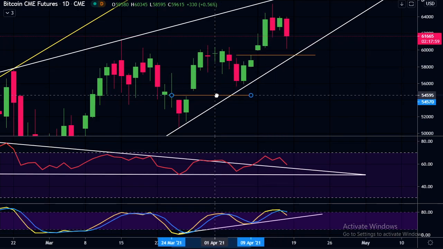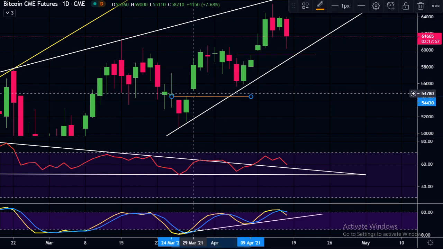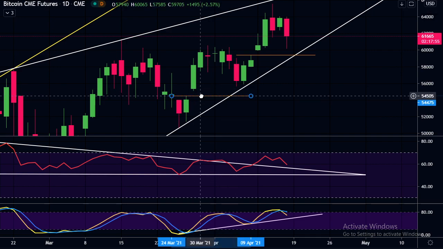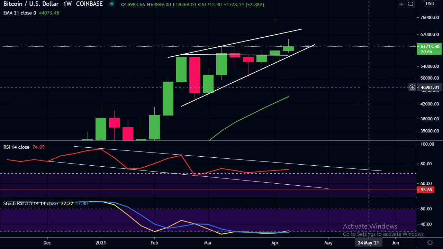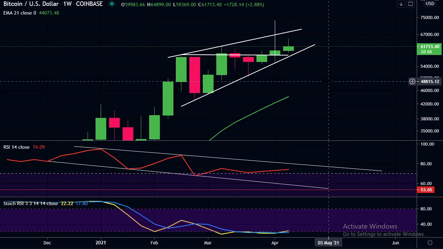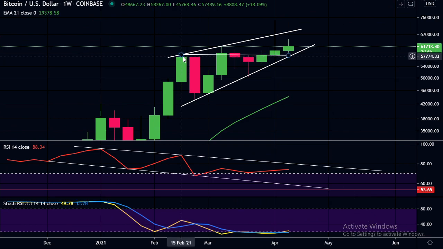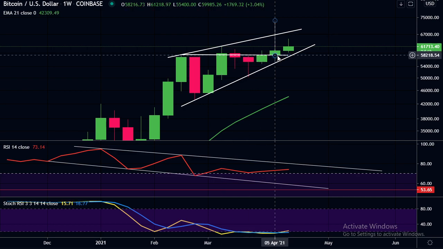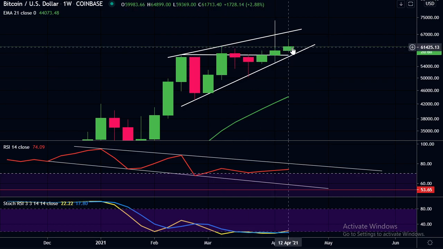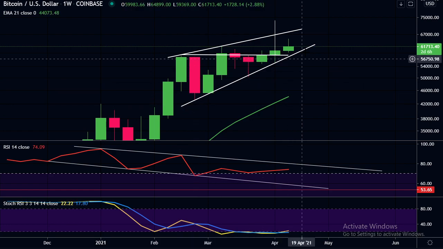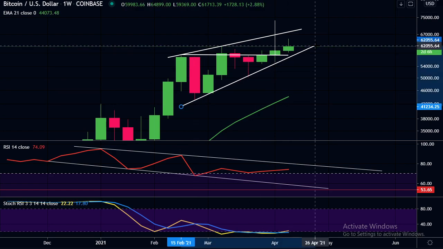Just looking at this previous gap here, we didn't fill this one, so as I said, they don't have to be filled. And just looking more long term, this is on the weekly chart. It just shows this level of resistance here that we broke up above, and we're also in a similar rising wedge pattern here drawn on the weekly.